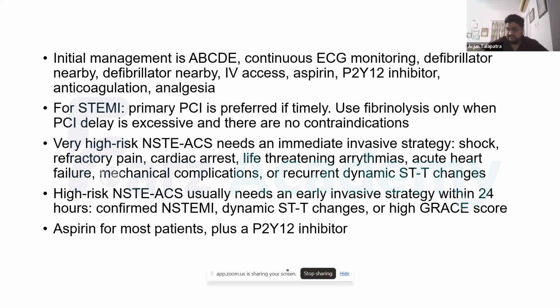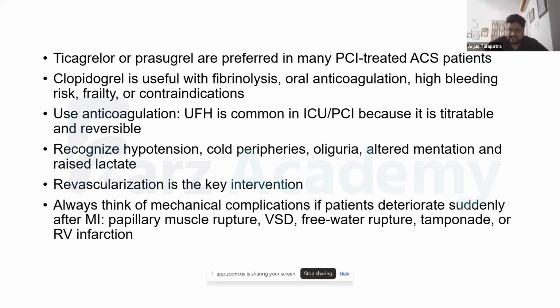Spoke about the antiplatelet strategy, how we routinely give aspirin and P2Y12 inhibitors, what the contraindications are, and what the scenarios are in which you might alter your antiplatelet strategy. We spoke about clopidogrel and its usefulness with fibrinolysis, oral anticoagulation. Spoke about different types of anticoagulation, the advantages of UFH versus low molecular weight heparin.